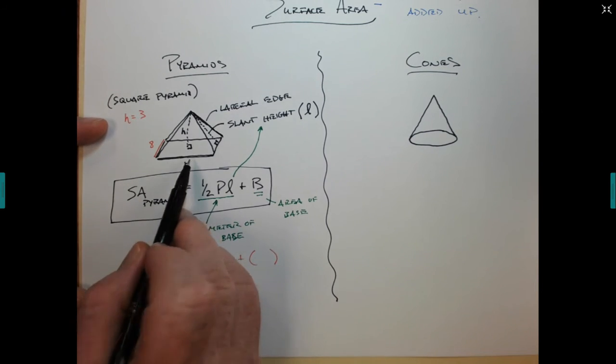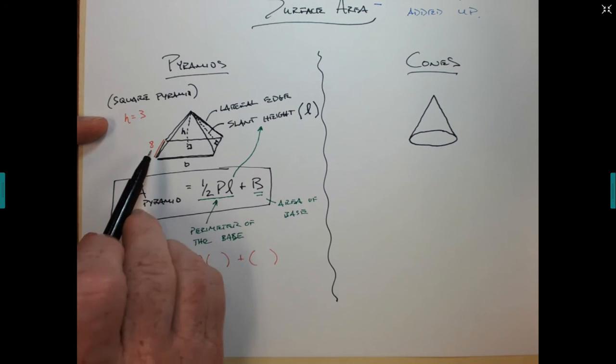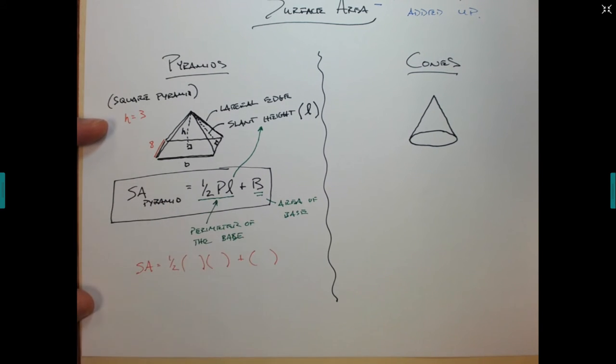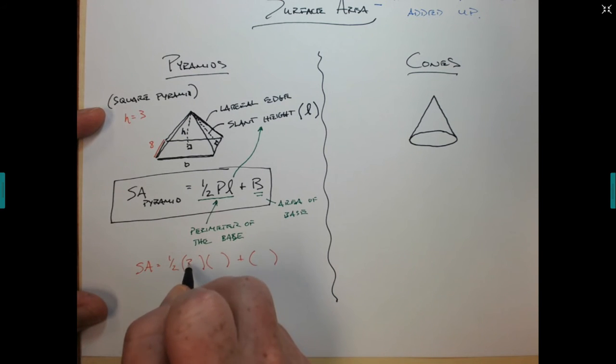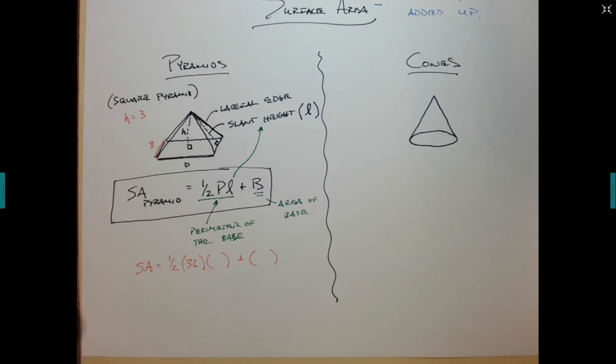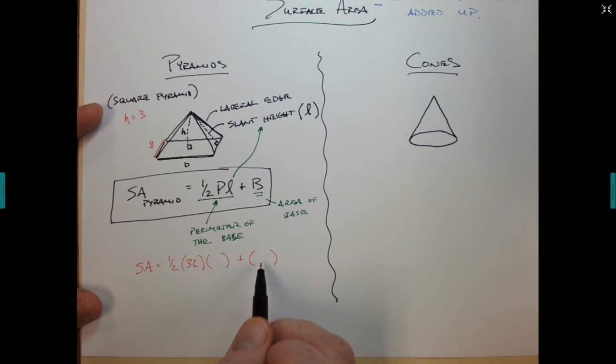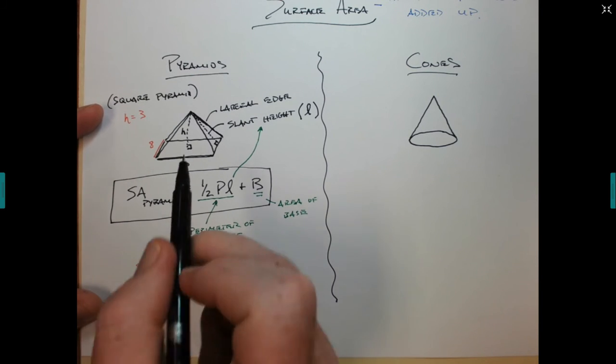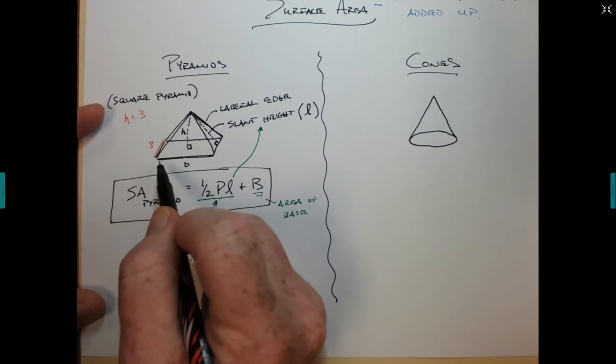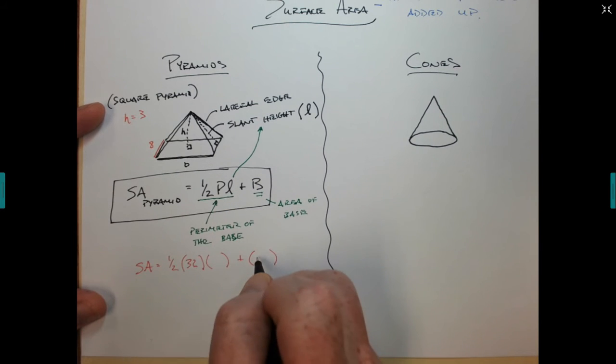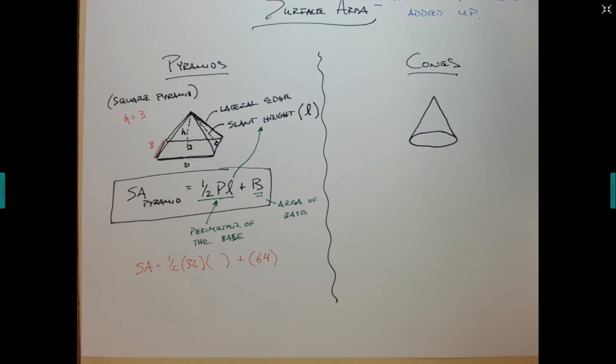Since the base is a square and I gave you one of the sides, the perimeter is going to be 8 added to itself 4 times. So 8 times 4 is 32. That's the perimeter of my base. I think I also got the area of the base pretty quickly because it's a square. Base is 8, height is 8, 8 times 8, 64. I got 2 of those pieces pretty fast.